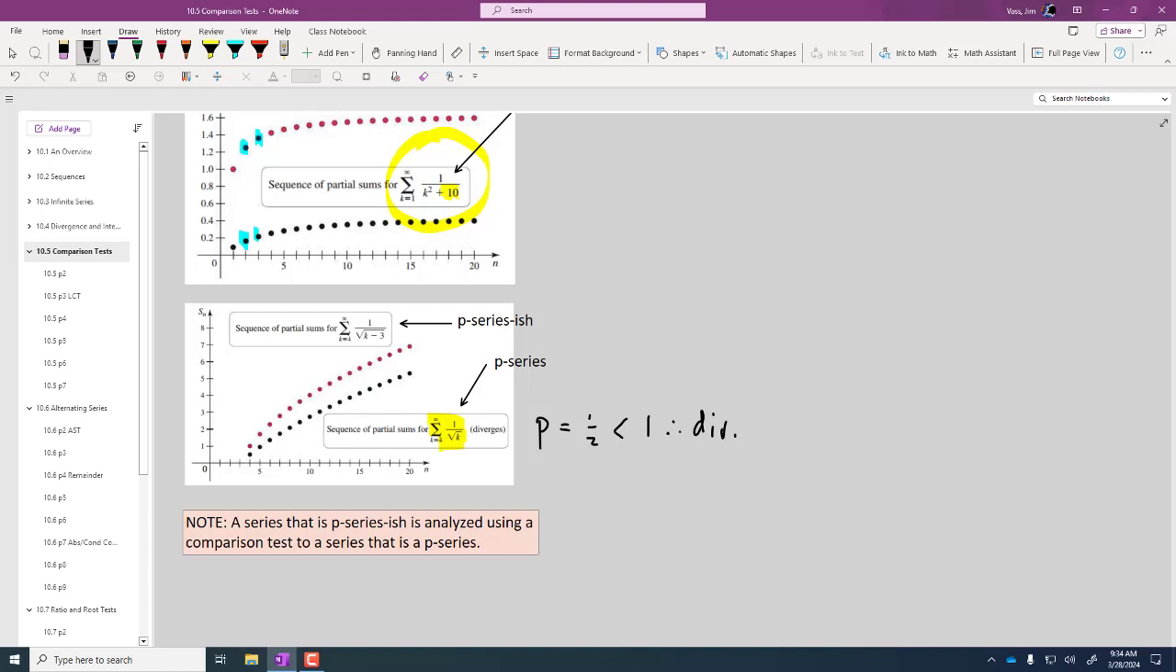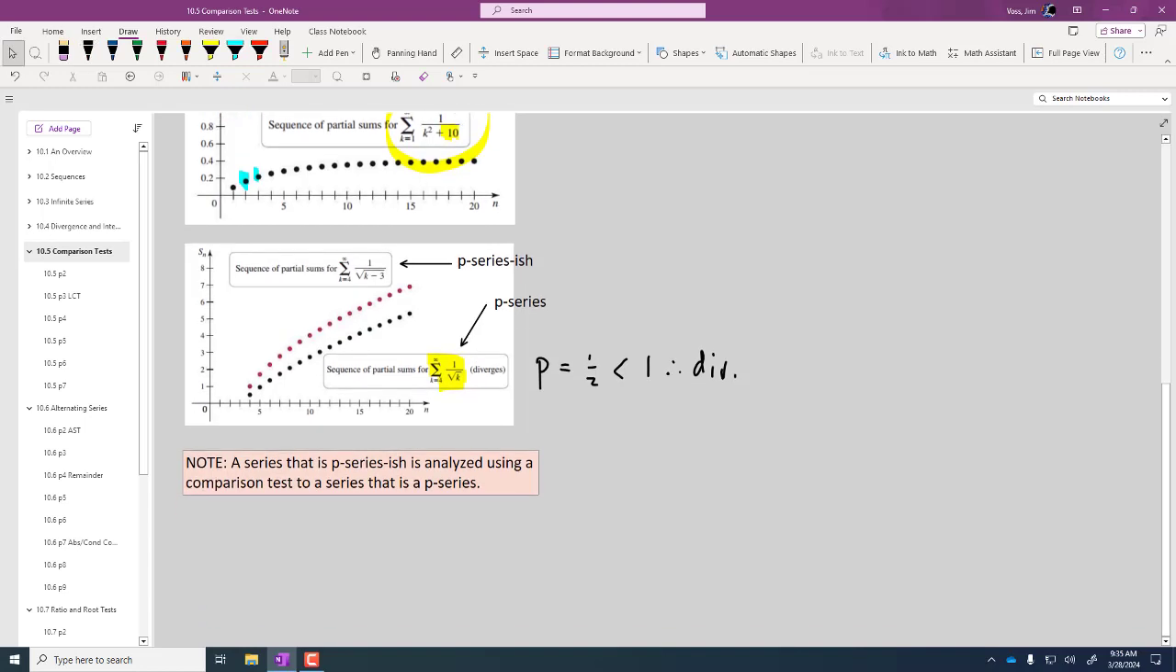So for a p-series, bigger than 1 converges, less than 1 diverges. A geometric series is opposite. Less than 1 for a geometric series converges, greater than 1 diverges. So it's the opposite, because in a geometric series, this is in the numerator. In a p-series, that's in the denominator. So small numerator converges or big denominator converges.